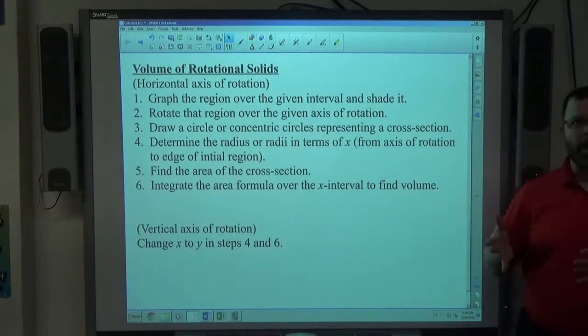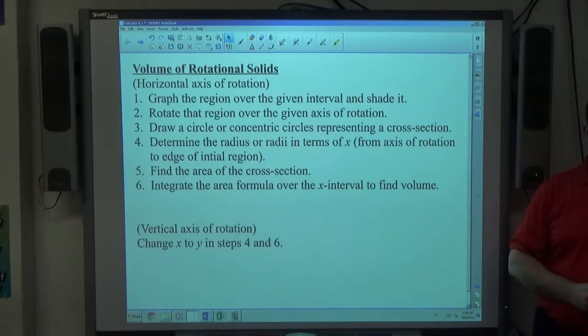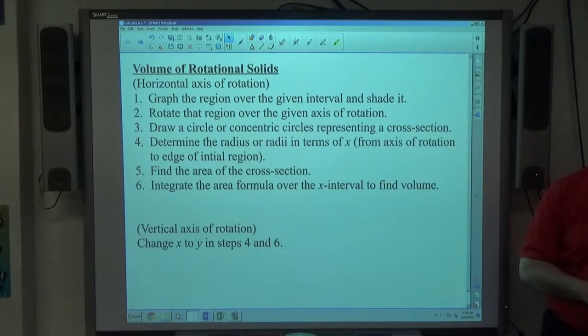It does require a little bit of graphing, and some people get hung up on the artwork here. You don't have to be an artist to do this. Just draw the picture the best you can. What you need to do is be able to get this circle and figure out the radius. You need your drawing to be good enough to be able to do that.